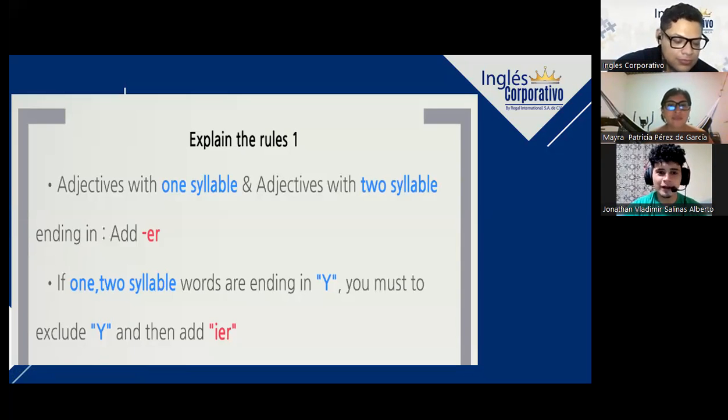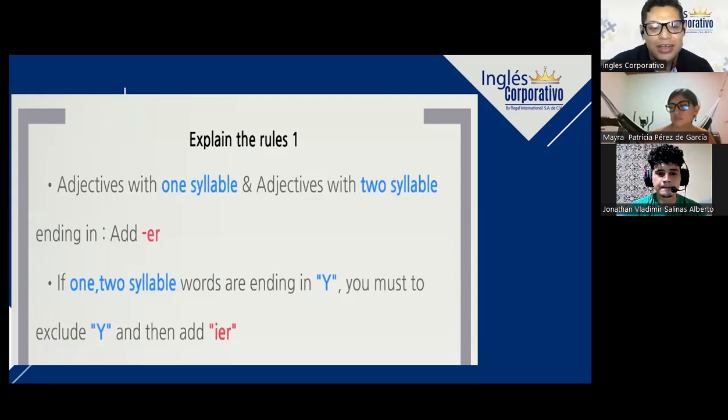Explain the rules. One, adjectives with one syllable, and adjectives with two syllables ending in er. If one or two syllable words are ending in y, you must exclude y and then add ier. Exactly. Thank you so much.